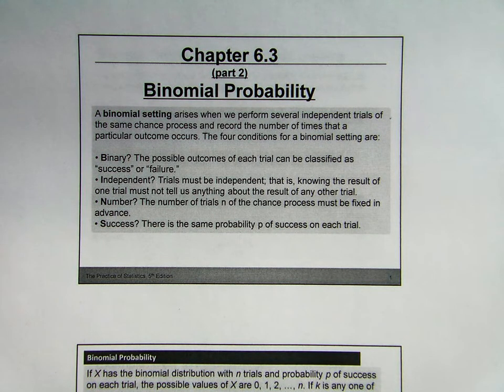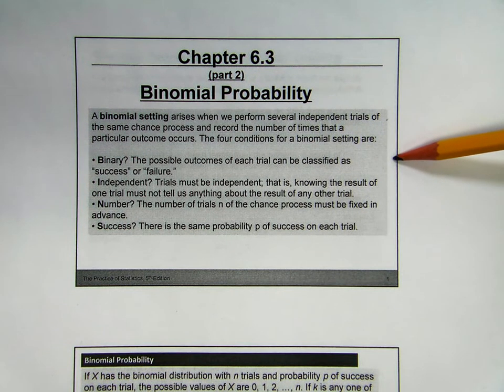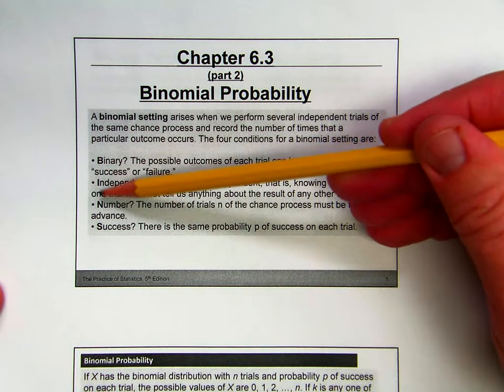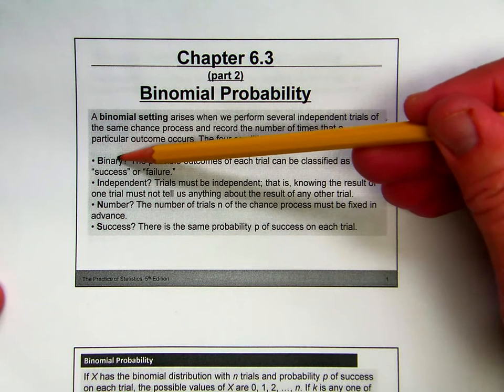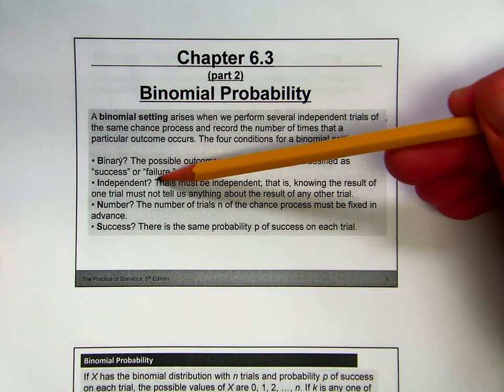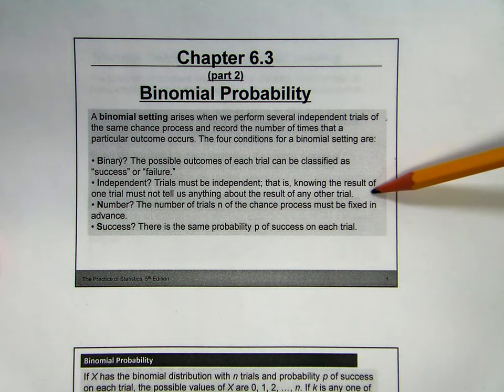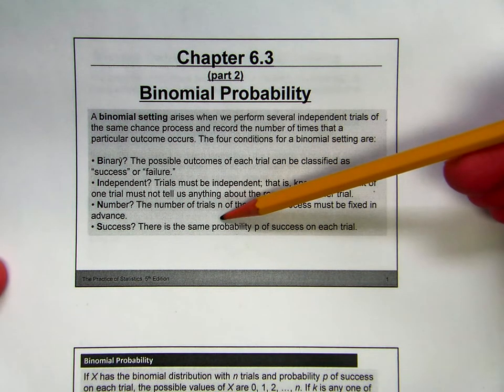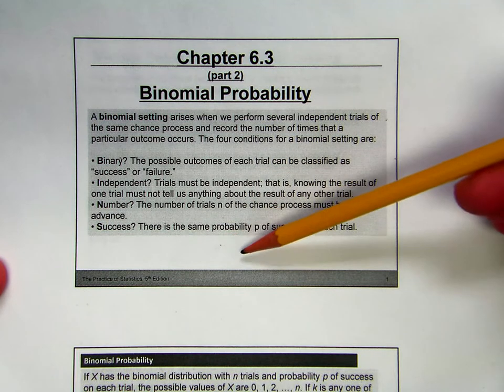All right, first thing we're going to do as a review from yesterday: what does it take to be a binomial setting? What conditions have to be met in order to use binomial probability? There's an acronym, BINS, B-I-N-S. Binary: each trial has to be able to be classified as a success or a failure. Independent: knowing the result of one trial must not tell us anything about the result of another trial. N: the number of trials has to be set in advance. S: the probability of success must be the same on each trial.